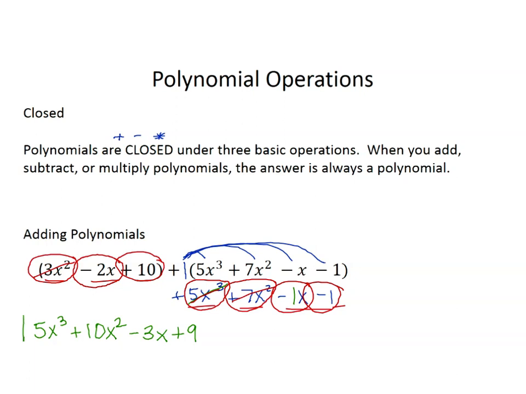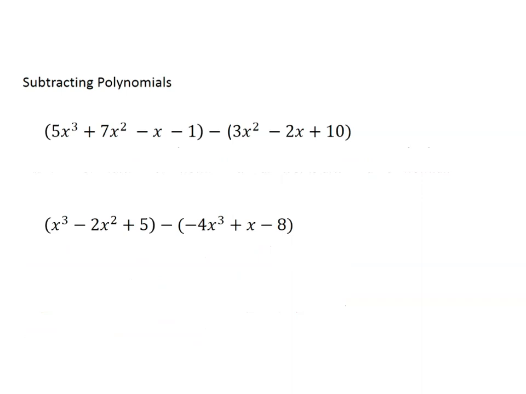So this would be my final answer. That's what I would get when I add those two polynomials together. I can't go any further because I don't have any more like terms. So addition is very straightforward. Subtraction is not much harder, actually.